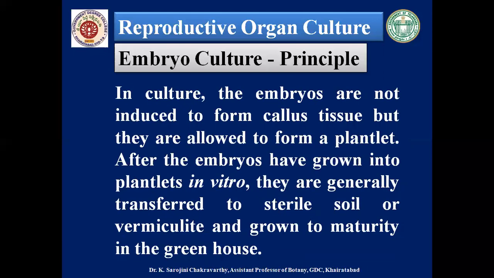In culture, the embryos are not induced to form callus tissue, but are allowed to form a plantlet. After the embryos have grown into plantlets in vitro, they are transferred to sterile soil or vermiculite, and grown to maturity in the greenhouse. After that, they are transferred to the natural environmental conditions after a hardening process.